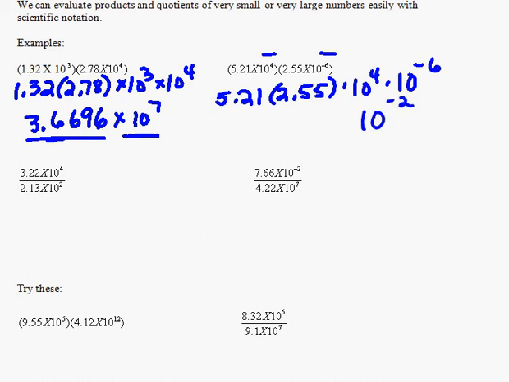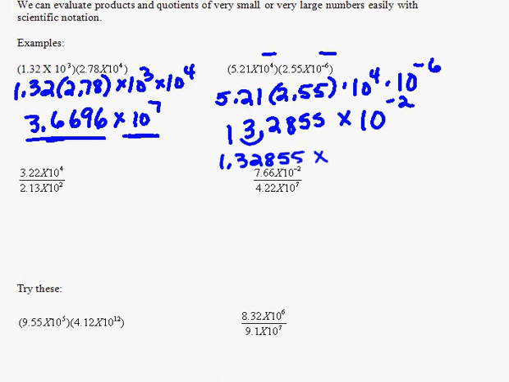When I multiply 5.21 times 2.55, I get 13.2855 times 10 to the negative 2. Now, do I have a number in scientific notation? I'm glad I went back and did this example. I don't have, because 13 is not a number between 1 and 10. So the next thing I have to do is take 13 and change it into scientific notation. So I know that my decimal point is here and it needed to be there.